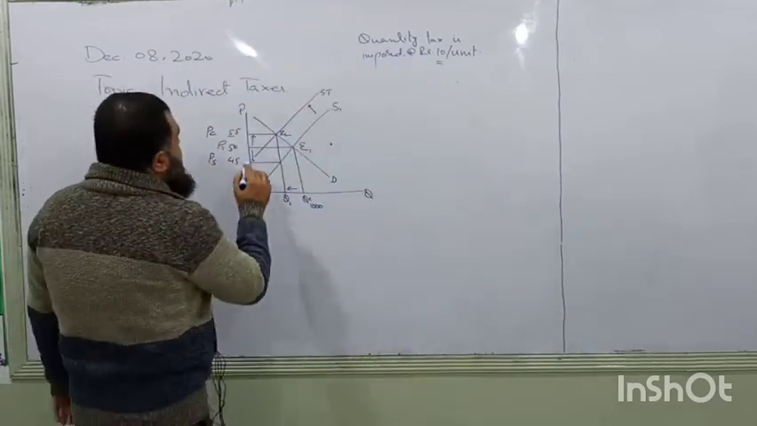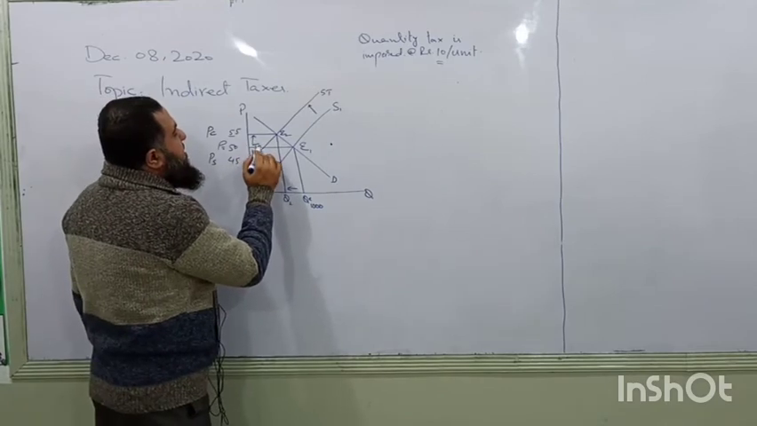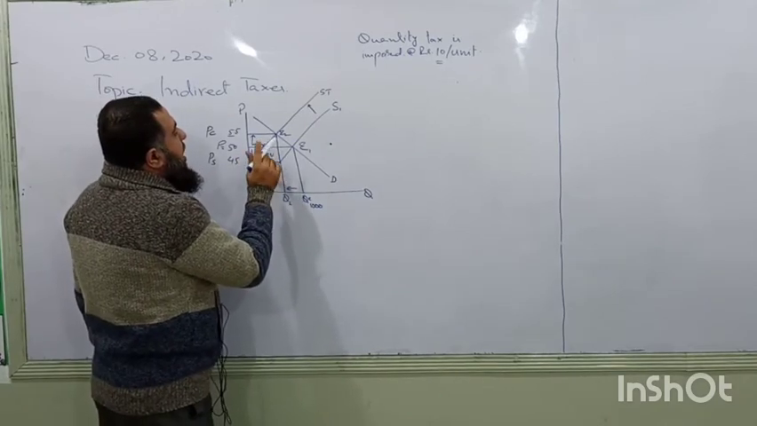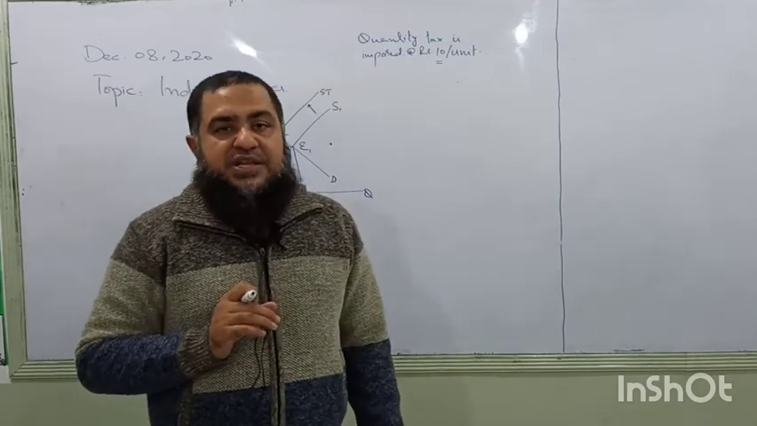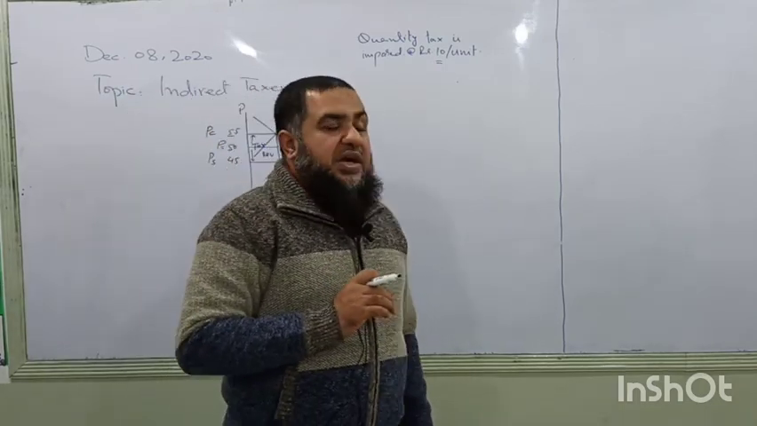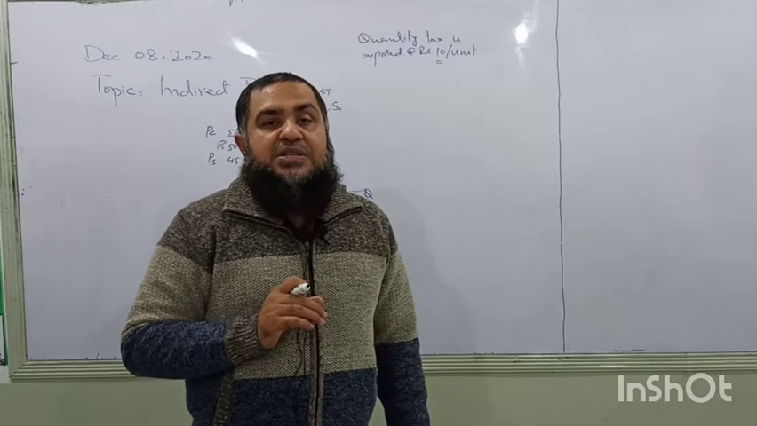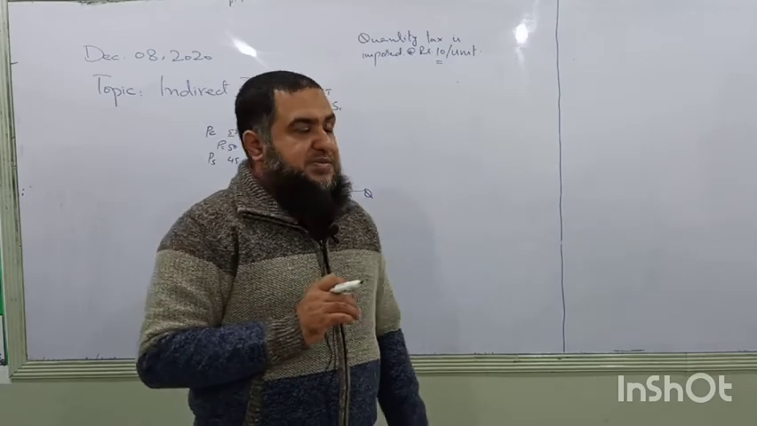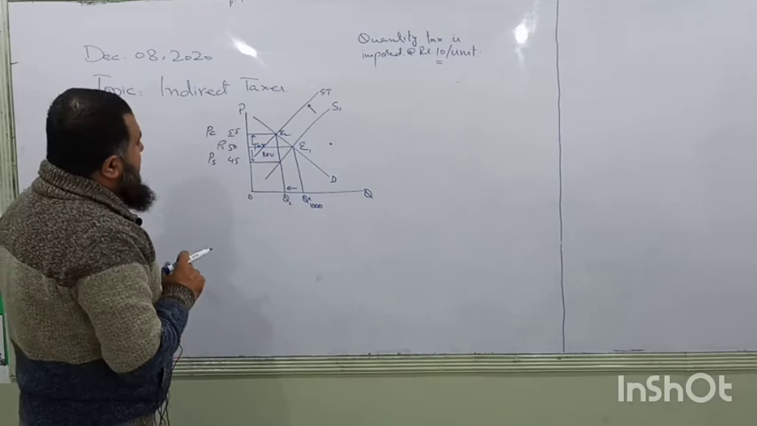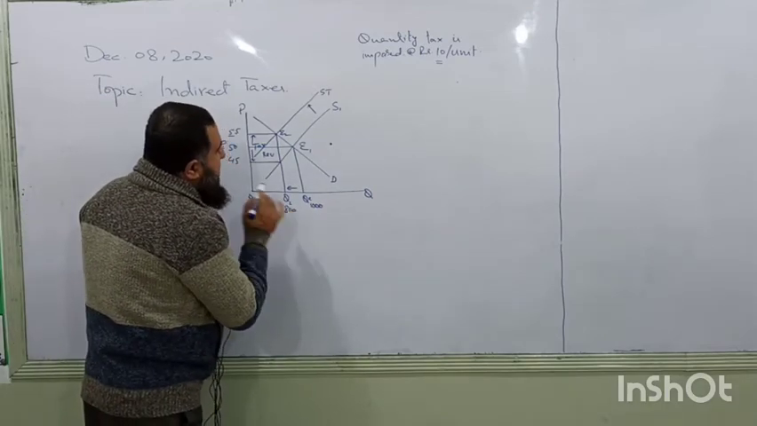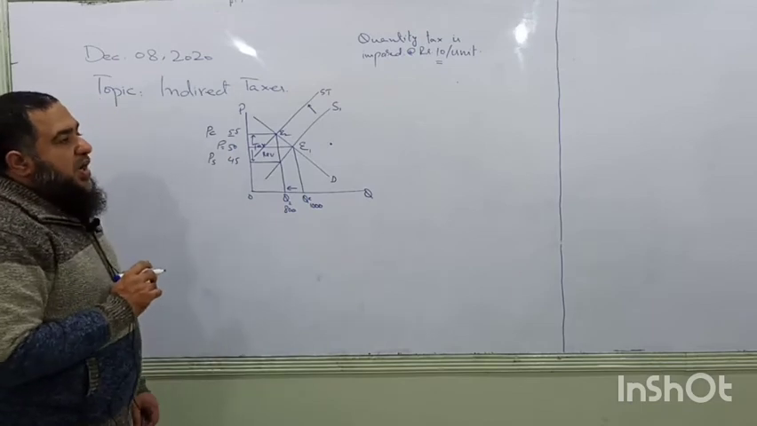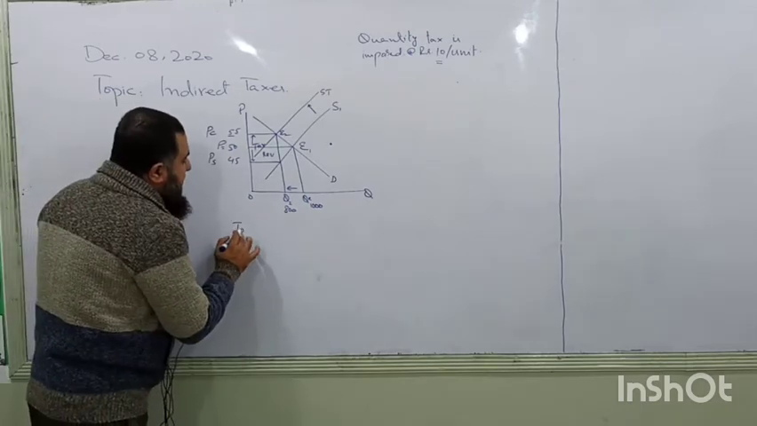So these two rectangles are showing us the tax revenue. The upper rectangle is showing us how much tax is borne by the consumers, and the lower rectangle is showing us how much tax is borne by the sellers. So collectively, if we say the quantity produced is now 800 units, how much is the tax revenue of the government?